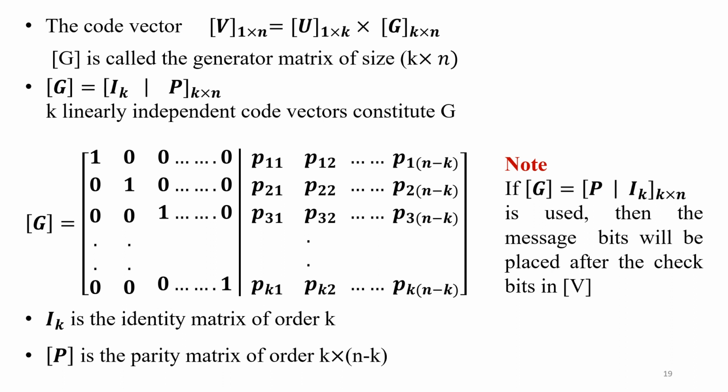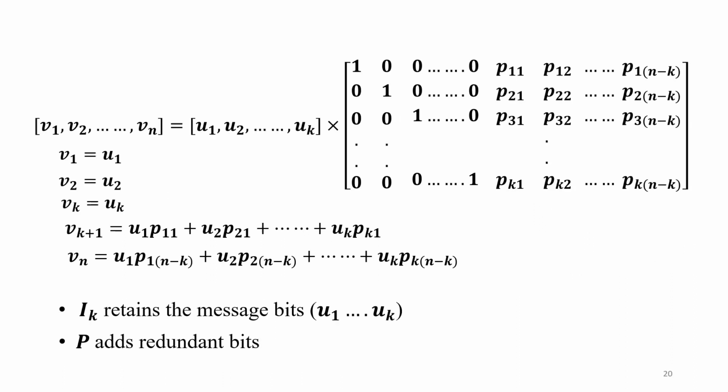The code vector V equals U multiplied by G, where G is called the generator matrix of size k by n. The structure of G is [Ik | P], where Ik is the identity matrix of order k and P is the parity matrix of order k by n minus k. If we write G equal to [P | Ik], then the message bits will be placed after the check bits in the code vector V.